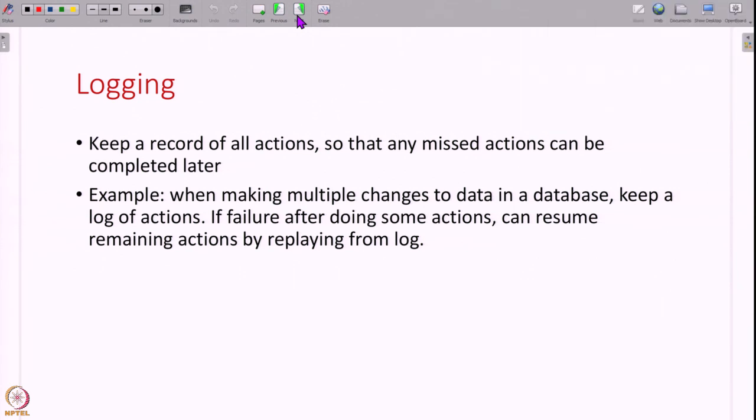Suppose you are a banking application and you are transferring some amount of money, say 5 units, from account A to account B. When you are making this transfer, you will first write in a log: from account A, I am deducting 5 units; into account B, I am adding 5 units. You will first note this down and then you will go and make the changes to the accounts.